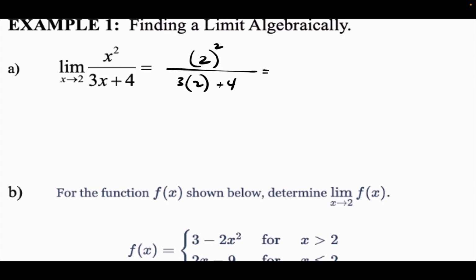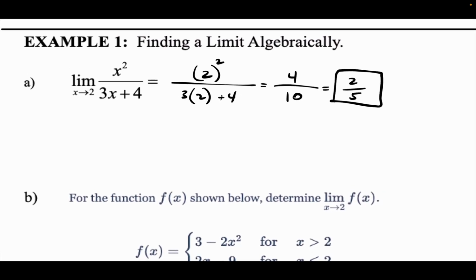Two squared is 4. 3 times 2 is 6, plus 4 is 10. Reduce my fraction, I get 2/5. Is 2/5 a number? Yeah, 2/5, 0.4. It is a number, so I'm done. That's the limit.